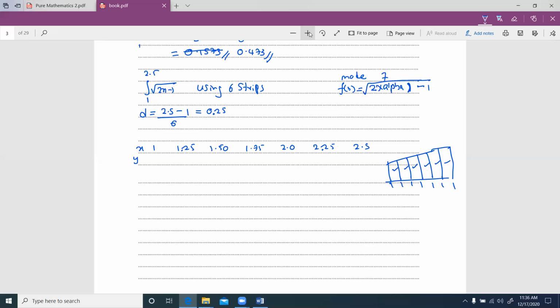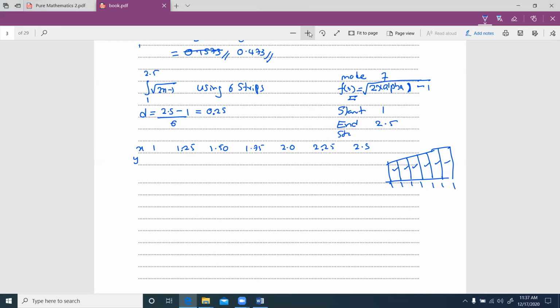So square root of 2 into bracket Alpha x minus 1. Then you enter this function and press equal. The next step, press equal. Then the starting point: what is the start? Start is 1. Press equal. Then End. End is how much? For this question, 2.5. Press equal. Then they ask about the step.